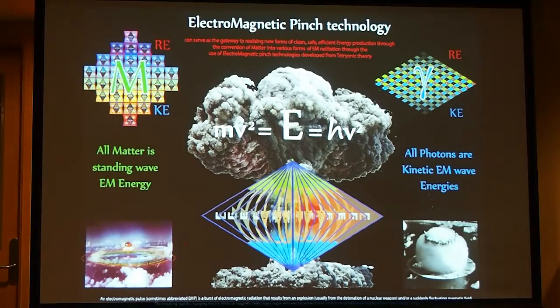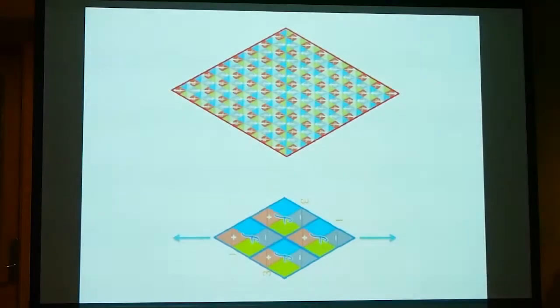So this is predicted to actually occur at the core of a star in Tetryonics in addition to fusion. Well, fusion occurs in a star, it doesn't actually occur at the core, it occurs elsewhere, and there's actually a gem pinch at the center of every star.